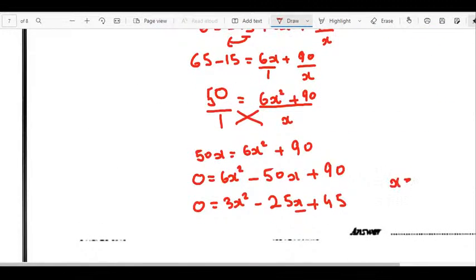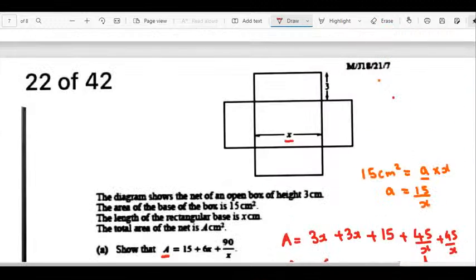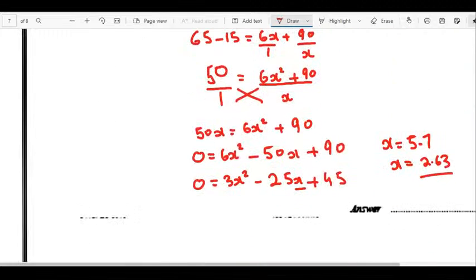One value is x equals 5.7 and the other one is x equals 2.63. Now we need to use some basic things and then think about it. Okay, so obviously if this is 3, x cannot be 2.63, right? So x must be 5.7. So the answer is going to be 5.7 centimeters, right?